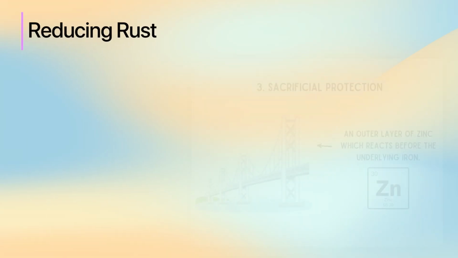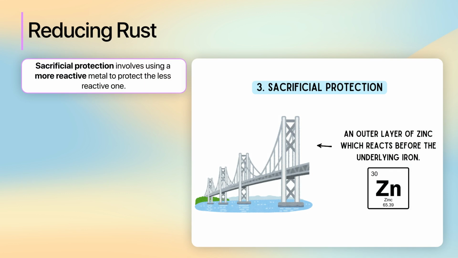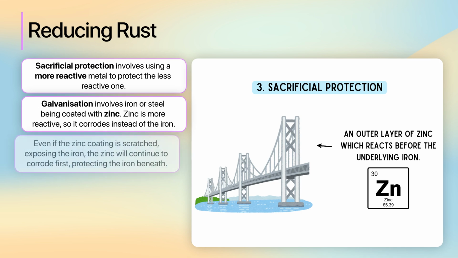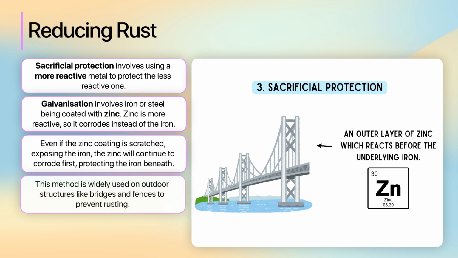Finally, we'll look at sacrificial protection. Sacrificial protection involves using a more reactive metal to protect the less reactive one. One common example is galvanization, where iron or steel is coated with zinc. Zinc is more reactive than iron, so it corrodes instead of the iron. Even if the zinc coating is scratched, exposing the iron, the zinc will continue to corrode first, protecting the iron beneath. This method is widely used on outdoor structures like bridges and fences to prevent rusting.